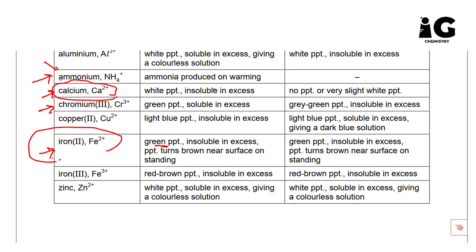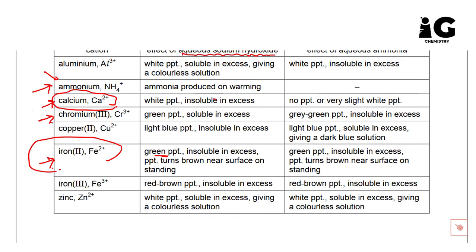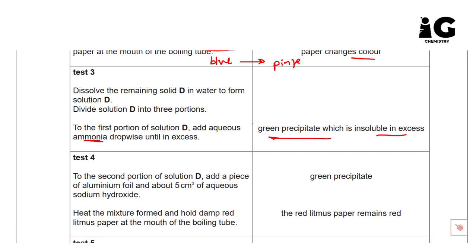Also, we can get the same result in the case of chromium. As you see, chromium(III), Cr3+, gives a green precipitate as well, soluble in excess. So in this test, the green precipitate could be for Fe2+, or it could be for chromium, Cr3+.